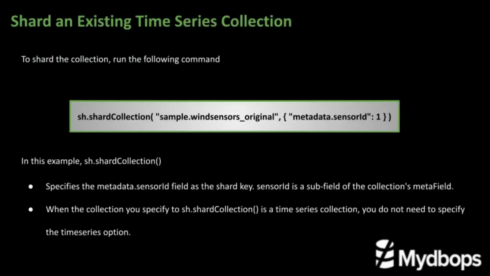If you already have an existing time series collection and you want to make it sharded, then we also have a command to make the existing time series collection sharded. We just need to use sh.shardCollection with the namespace along with the shard key against MongoDB, which helps us create a sharded time series collection as well.